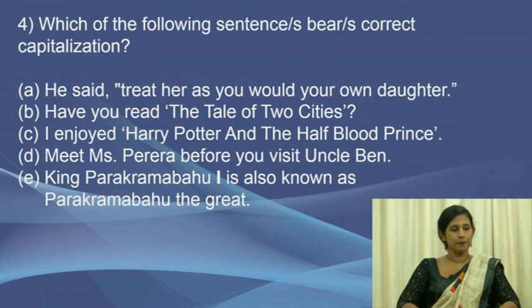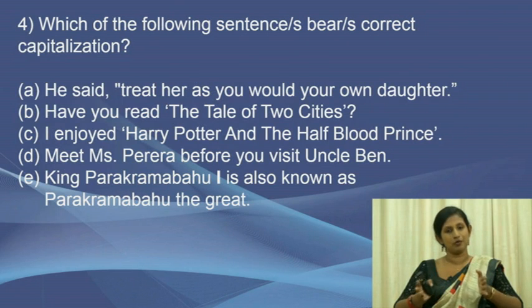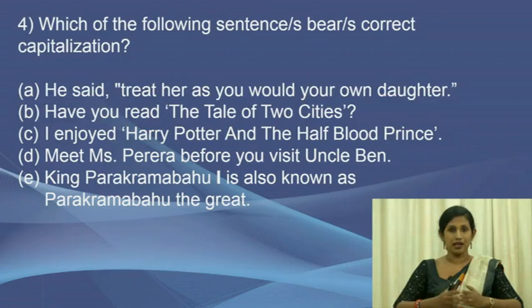Let's go to C. I enjoyed Harry Potter and the Half-Blood Prince. So what is wrong in this option is that "and", which is not a keyword. It's a conjunction and it's not a keyword, even though it's a part of the name of this book or the movie. And is not a keyword, but "And" starts with a capital letter here, which is not correct. We move on to D.